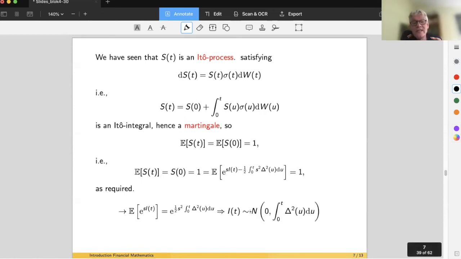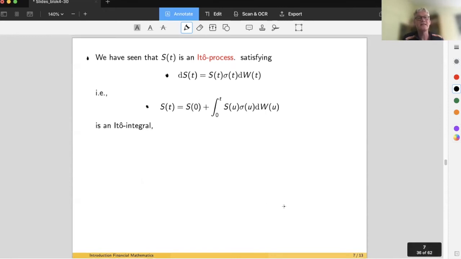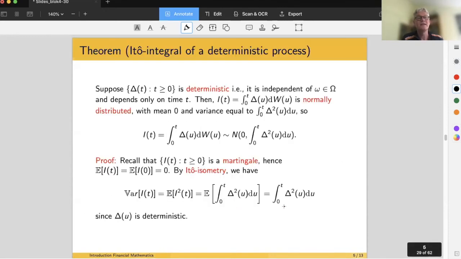Now we have already seen what the mean and what the variance was, so we can conclude that indeed the integral IT in this case is normally distributed with mean 0 and variance the integral from 0 to t of delta square u du. And that is, in fact, the basis of our theorem. That is what we just mentioned.